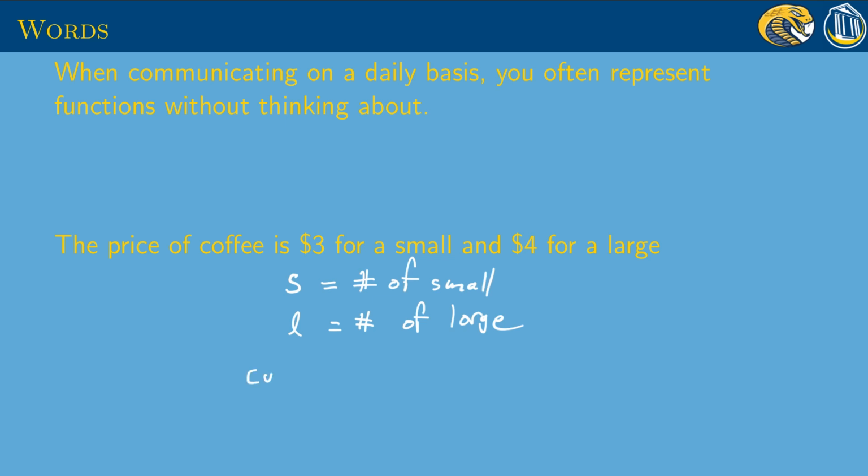Well, we could say that the cost equals 3 times the number of smalls plus 4 times the number of large. So if we have 2 small coffees and 1 large coffee, then the cost would be 3 times 2 plus 4 times 1. And this formula will work, this function will work, no matter how many small and large coffees we're getting.